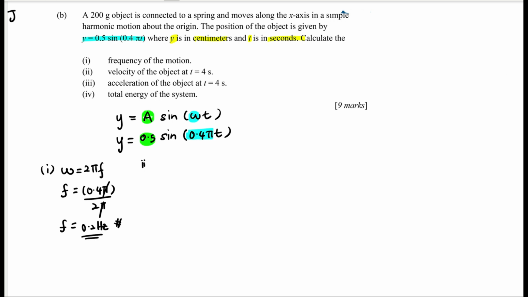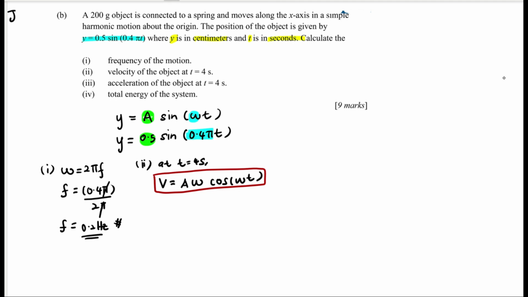And then question number 2, velocity of the object at t is equal to 4 seconds. So we want to calculate the velocity at t is equal to 4 seconds. Means that you refer to the list of equations. So write the equation of v in terms of time. So we're gonna have a omega cos omega t. So equation ini telah diberi dalam you punya list of equations. So we just use it, make sure your calculator in radian mode.